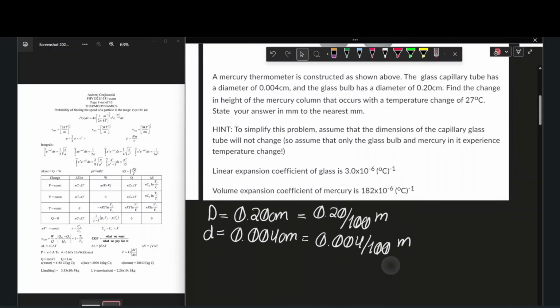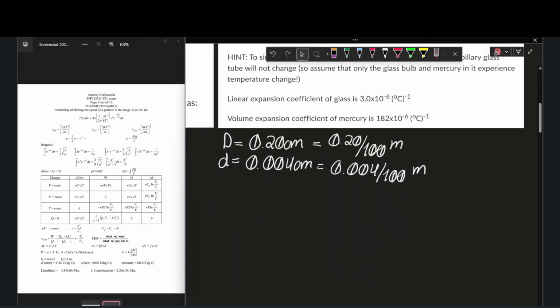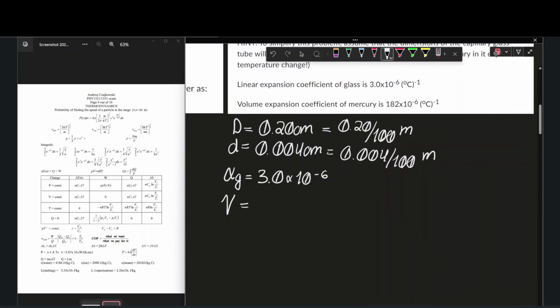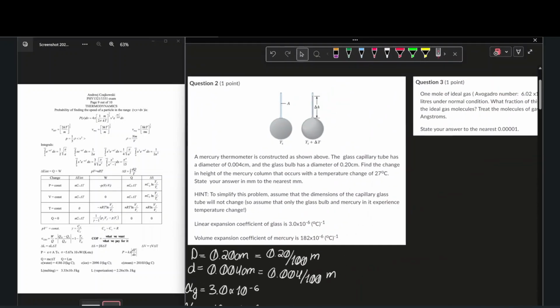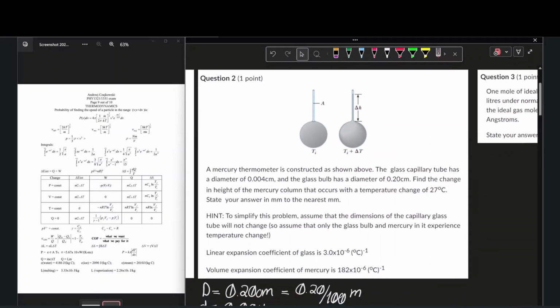Cool. Now we also have the linear expansion coefficient, which is alpha. And of course, we need to make sure that it's the alpha of the glass, which is 3.0 times 10 to the negative 6. We also have the volume expansion, which is, of course, of mercury, which is 182 times 10 to the negative 6. Now, the question is asking us to find the height to which our mercury rises.